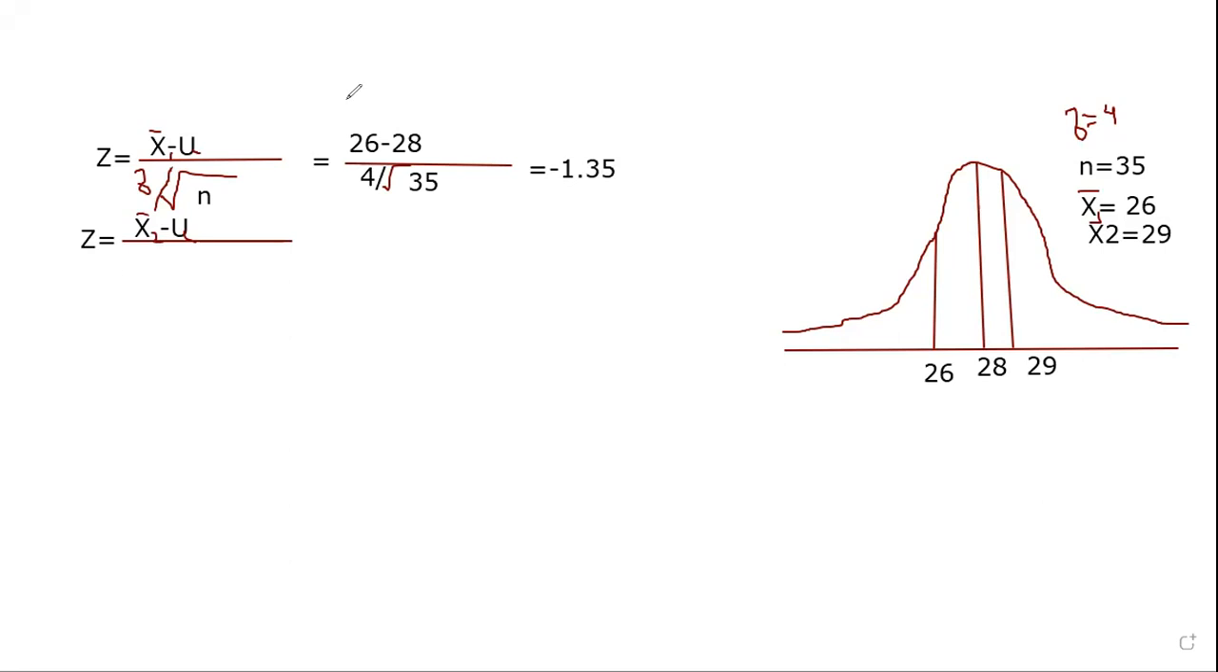Then we'll have the standard deviation, and then n. n is the same in both cases because we will take a 35 sample. Then we have 29 minus 28 by the standard deviation value, which is 4, by root over n, where n is 35. So whatever the value will be is our second z-score value.